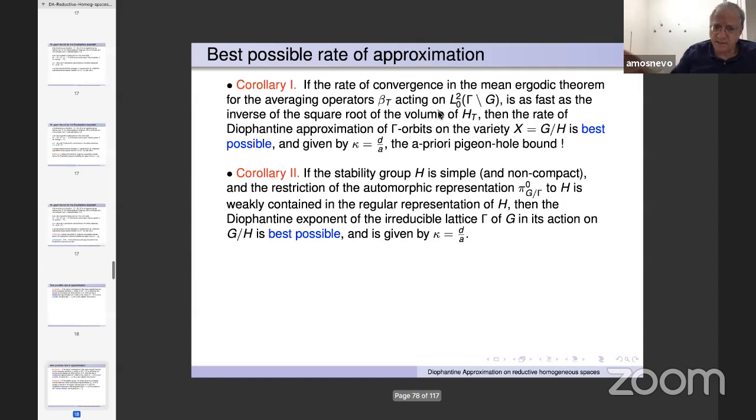And this is again, okay, this is going to be very familiar to everybody here. If the stability group H is simple and non-compact, and the restriction of the automorphic representation L2(G mod gamma) to H is weakly contained in the regular representation of H, then the Diophantine exponent of the irreducible lattice gamma in G in its action on G mod H is best possible and is given by kappa equals D over A.